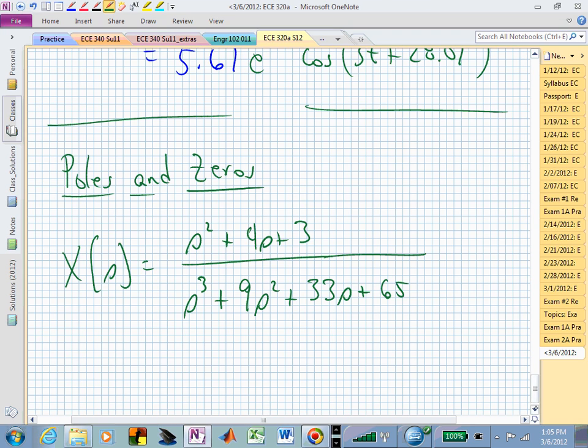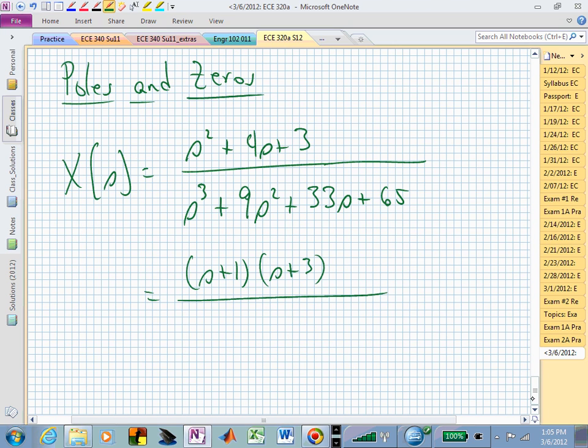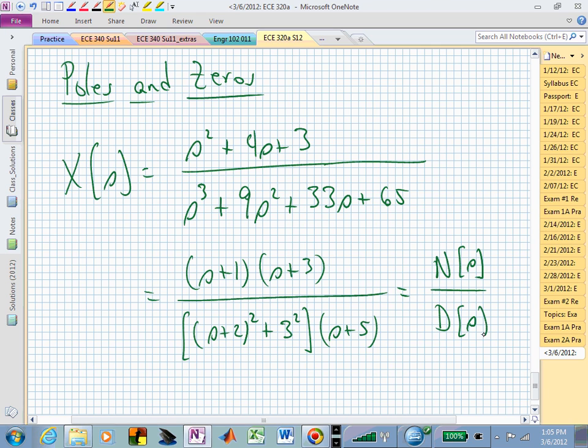In this particular case, this capital X of S can actually be factored on both the top and the bottom. The top is a second order, and it has 2 real factors. The denominator has factors too. For discussion purposes, it might be convenient to write that the numerator polynomial, I will just call this expression capital N of S, and the denominator polynomial, I'll call it capital D of S.